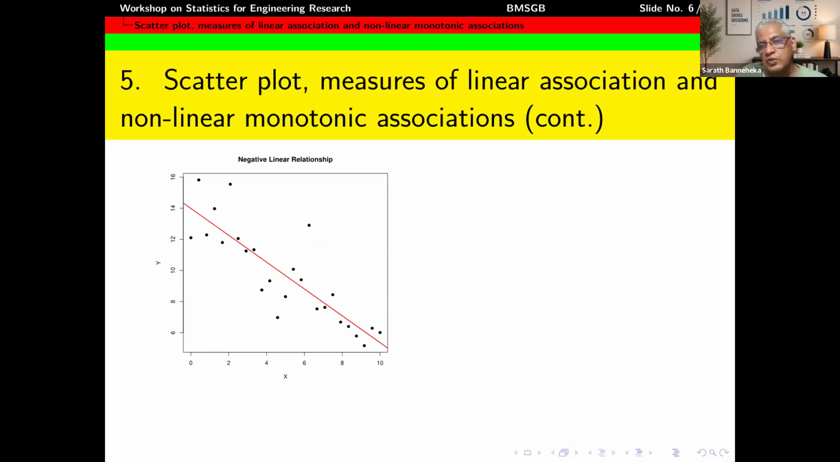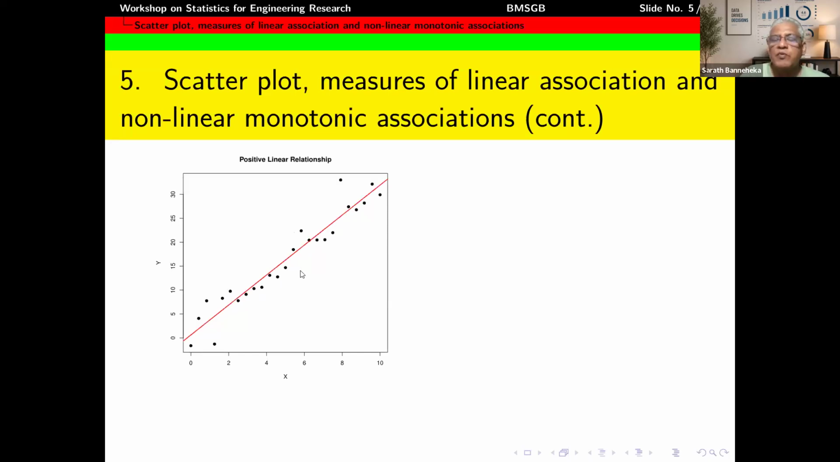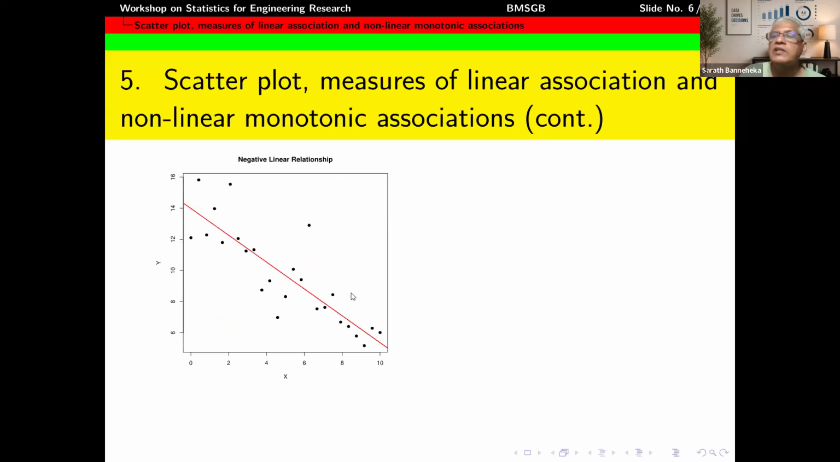So therefore, it's better to have some measure that everybody will get the same value for this graph, no matter what the scale of the graph is. And similarly, everybody will get the same value for this kind of relationship, no matter what the scale is. So that is where the measures of strength are important.